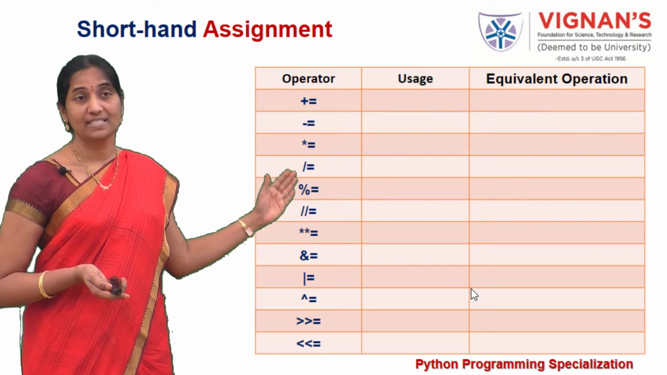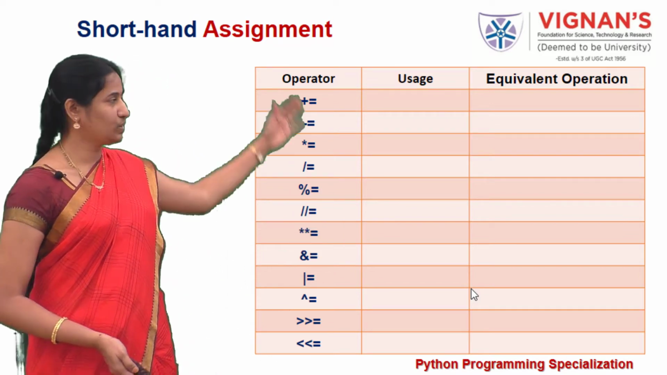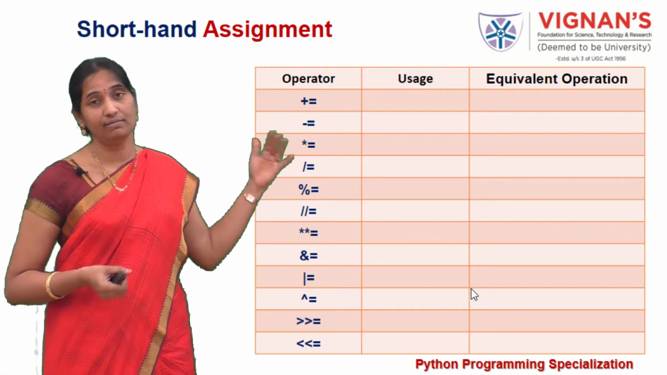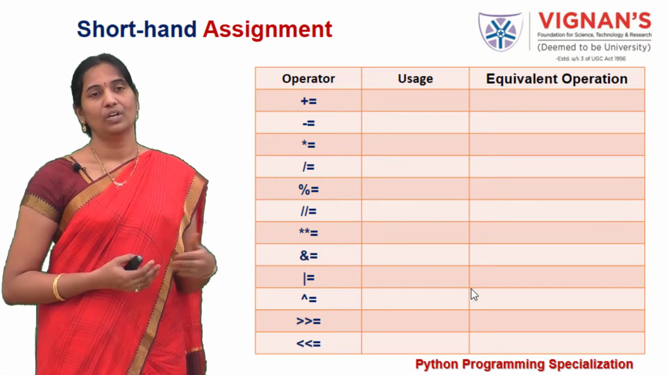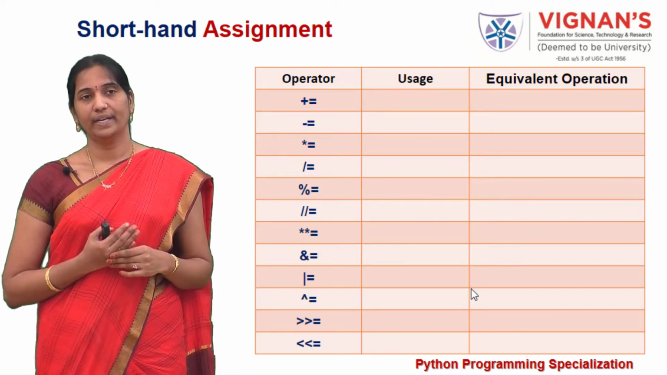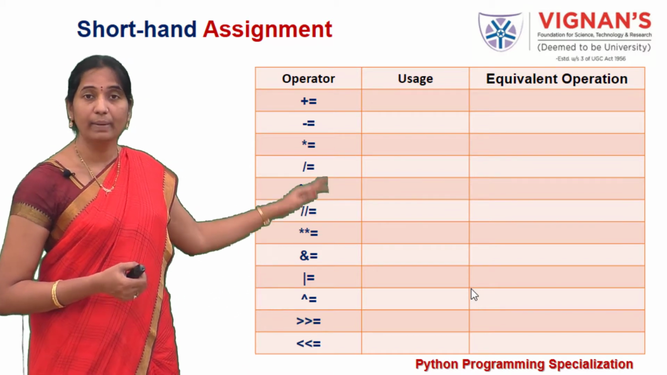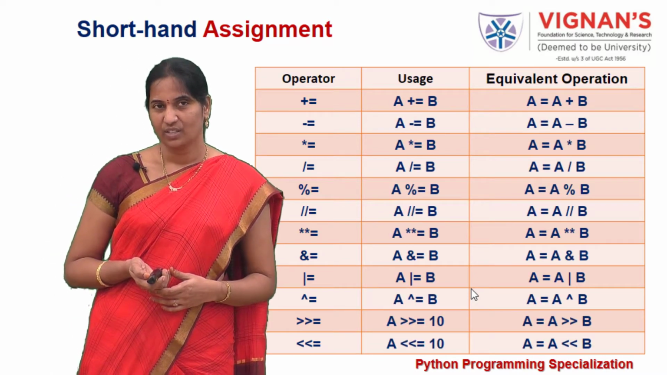Now let's see what the various shorthand operators supported by Python are. Of course, it supports various shorthand operators like plus equal to, minus equal to, asterisk equal to, slash equal to, modulus equal to. For all the arithmetic operators it supports the shorthand operators. In addition to that, for all the binary bitwise operators also, it supports the shorthand assignment. So let's see the usage.